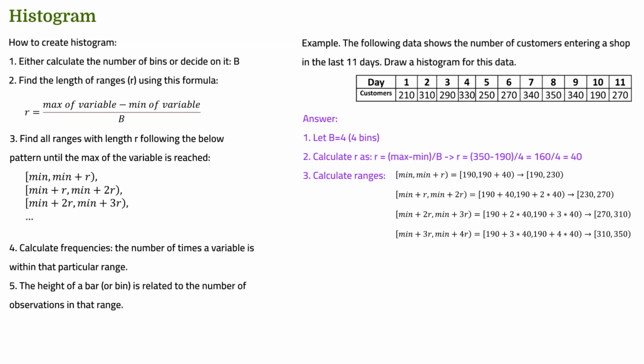3. Calculate ranges. The first range starts from the mean as lower bound, and the upper bound is mean plus R. Mean of the observations is 190, R is 40, so 190 and 190 plus 40, so it is from 190 to 230. Next range from 230 to 270. Next range 270 to 310. And finally 310 to 350. These are the 4 ranges that we have.